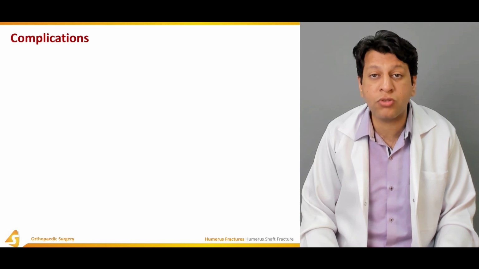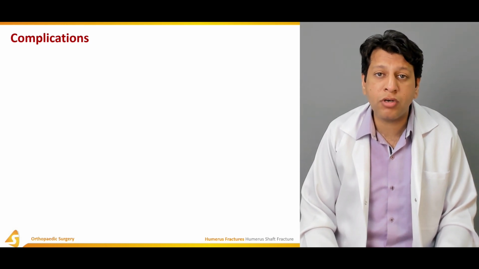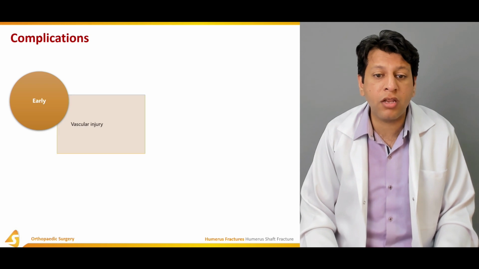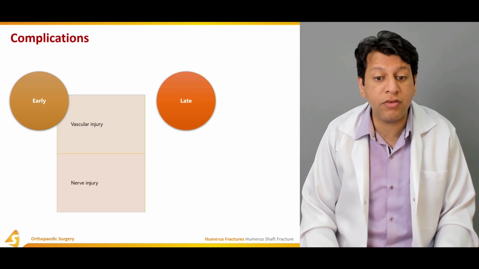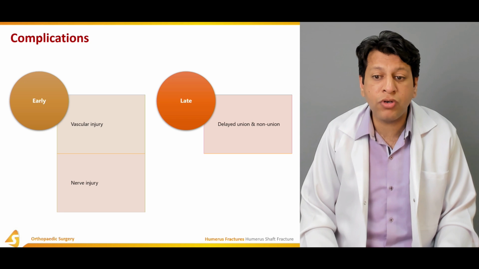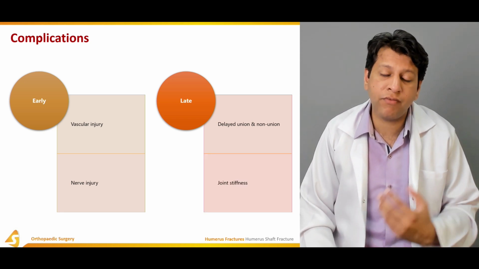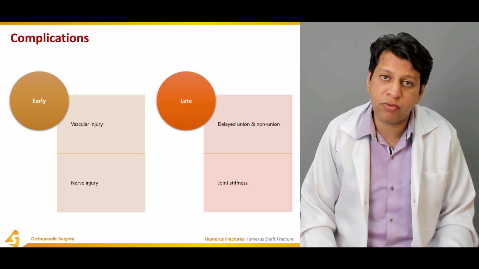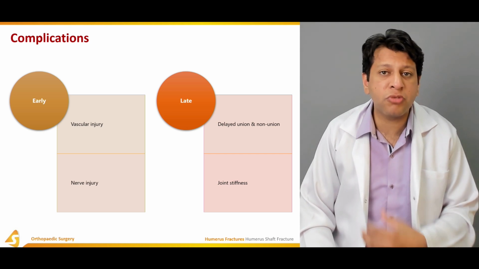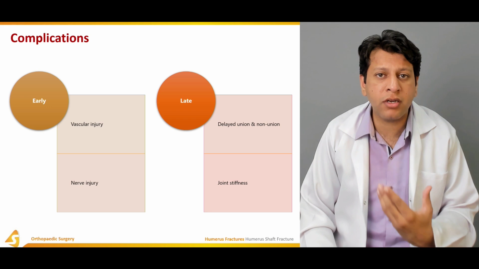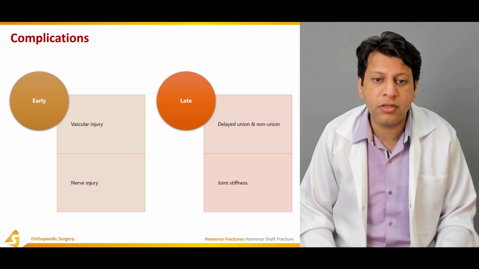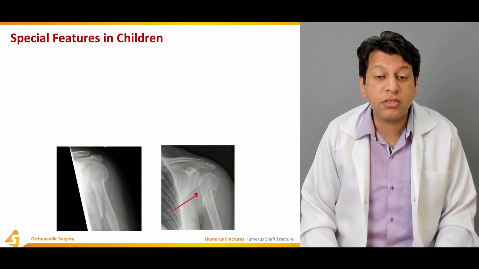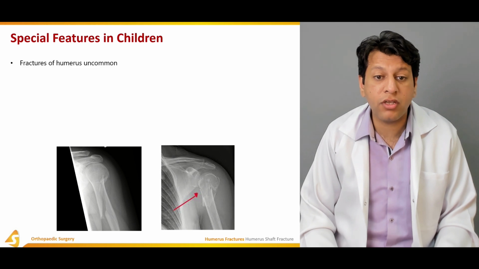Now, we are going for fixation of the shaft of the humerus fracture. Definitely every surgery has its complications. And what would be the complications of fracture shaft of humerus? Early would include vascular injury and nerve injury. Late would include delayed union, malunion, or even joint stiffness. If we have put an interlocking nail by the antegrade route, this may eventually result in shoulder pain or shoulder stiffness as well.